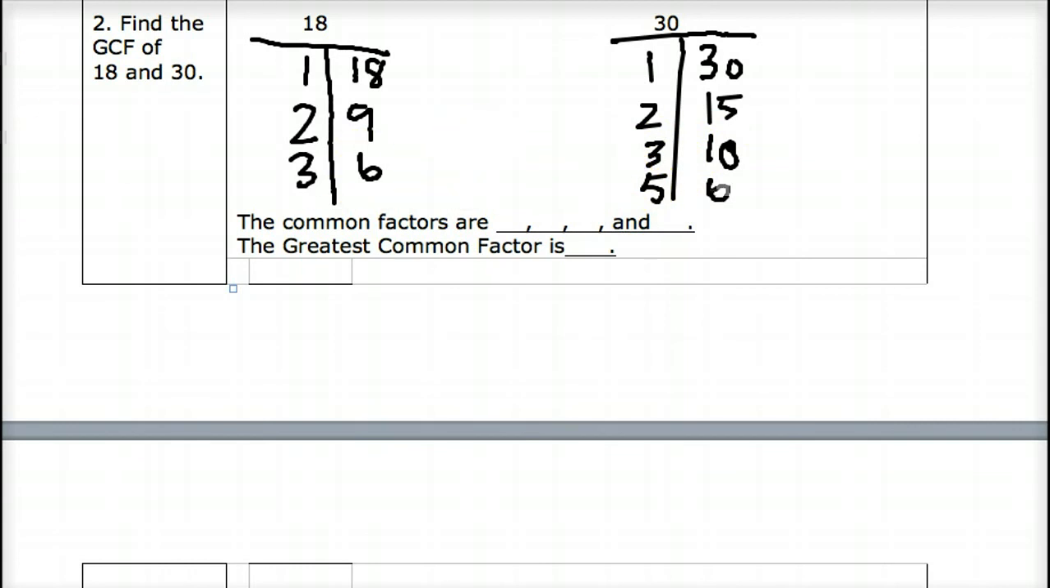So in this one, we're going to go back and look and see which numbers they have in common. They have 1s, they have 2s, they have 3s, and they have 6s. So we know that the common factors are 1, 2, 3, and 6. Of these common factors, we know that the greatest or the largest number is 6.